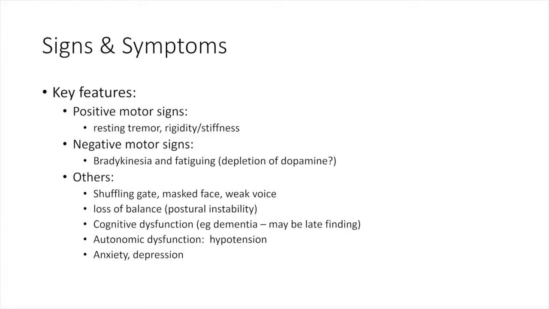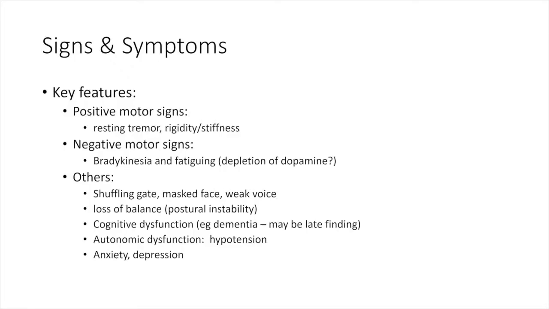Well, the key features of Parkinson's disease can be divided into positive motor signs and negative motor signs. By positive, I mean additional effects, additional movements that you might expect. So often you might have read in your textbooks that Parkinson's disease is associated with a resting tremor or a pill-rolling tremor. They can also have rigidity and stiffness as well.